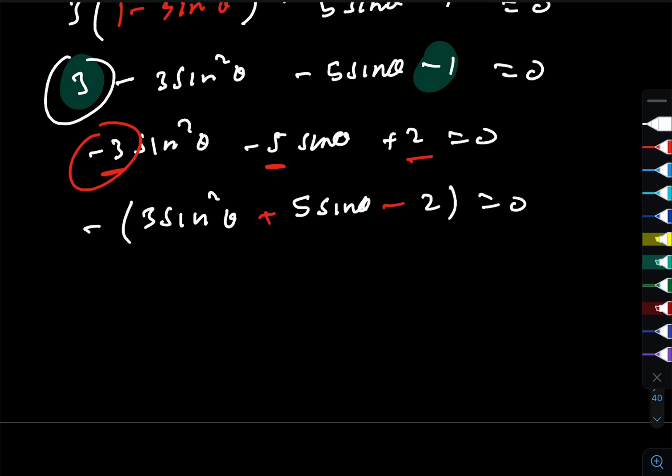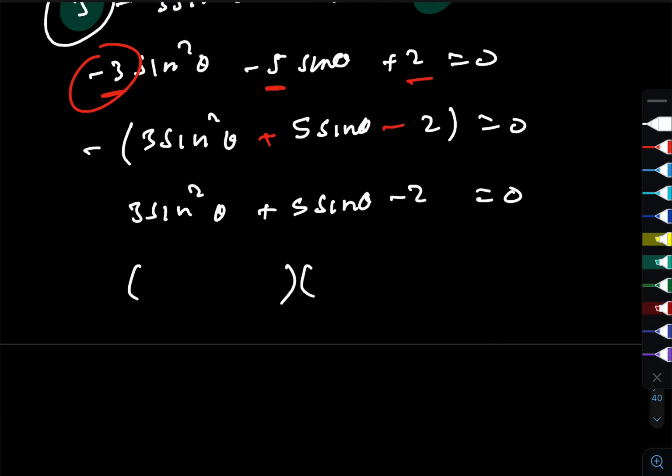Then I'm going to divide by negative 1. So I have 3 sine squared theta, and 0 divided by that is simply going to be 0. Minus 2 equals 0. So I need to factorize that. Now I need the factors of 3. 3 is a prime, so it's going to be 3 and 1. So I'm going to have 3 sine theta times sine theta.